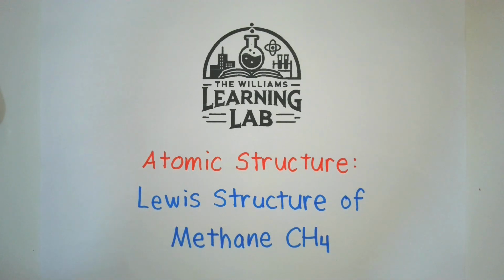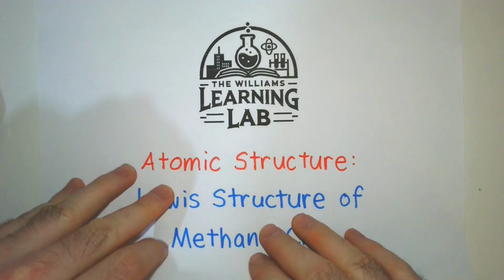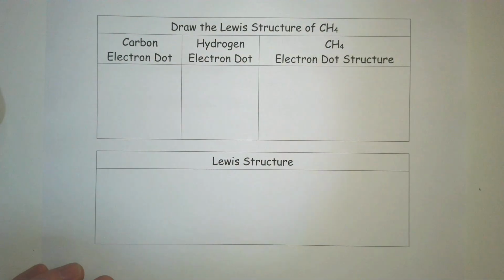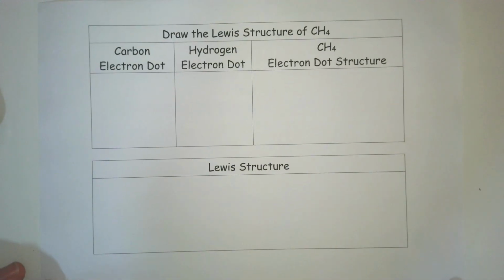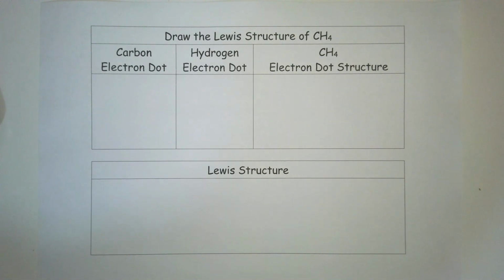In this video, I'm going to show you how to draw the Lewis structure of methane, CH₄, without using formal charges, and we'll just simply be looking at the number of unpaired valence electrons to determine how we draw these structures. I'm going to assume at this point that you already know how to determine the number of valence electrons an atom has by looking at your periodic table's group numbers.